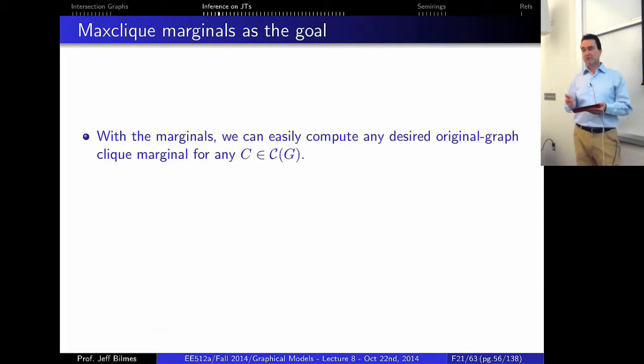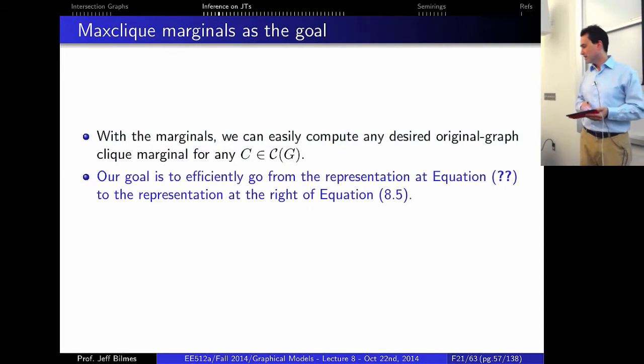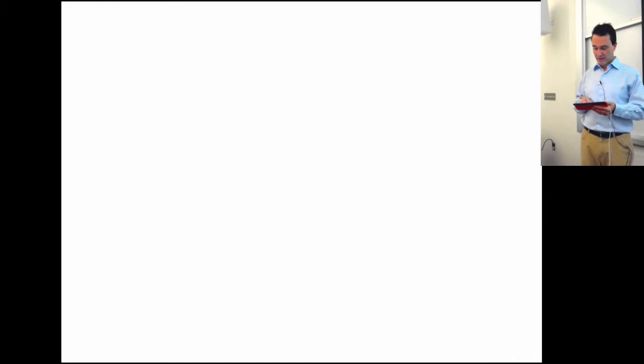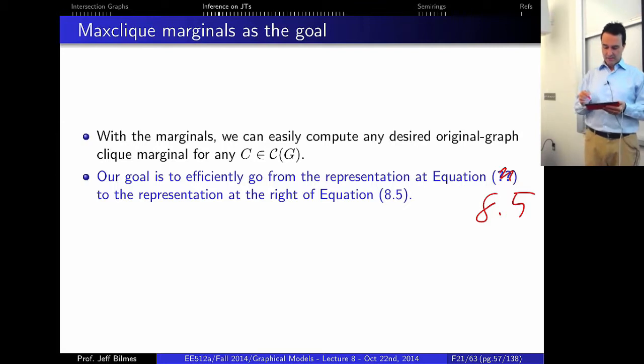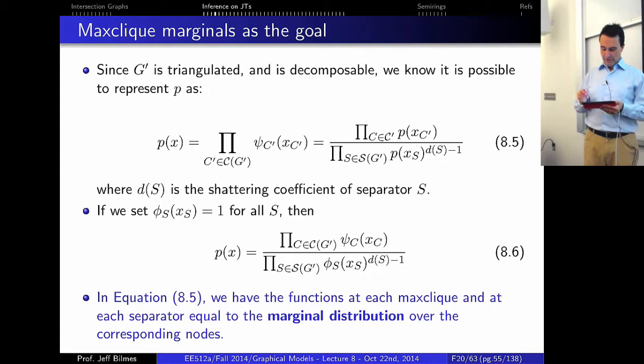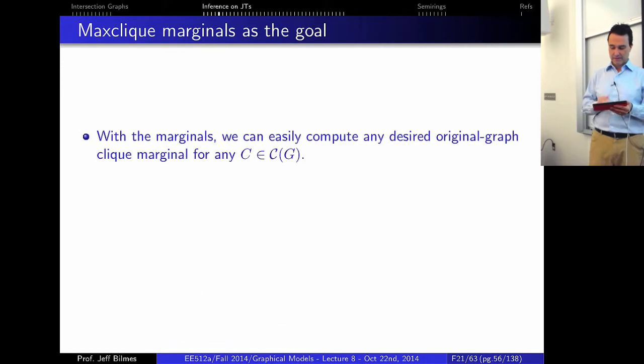So we already talked about this as well, but this is just a reminder. Once we've got the marginals, we can easily compute any original graph clique. Our goal is to efficiently go from the representation in equation 8.6 to the representation in 8.5. So we want to start in 8.6 and end up in 8.5.